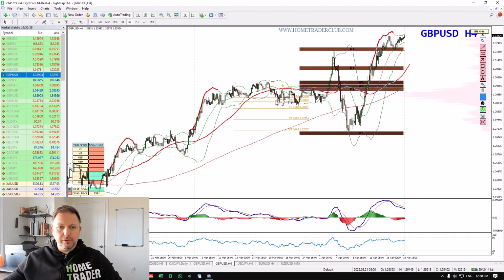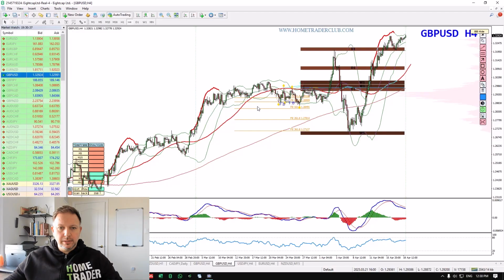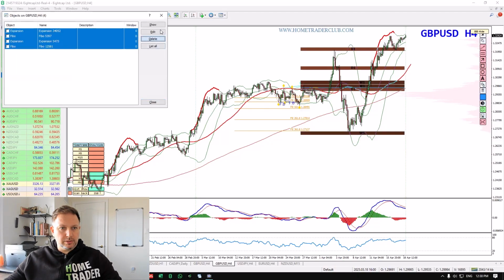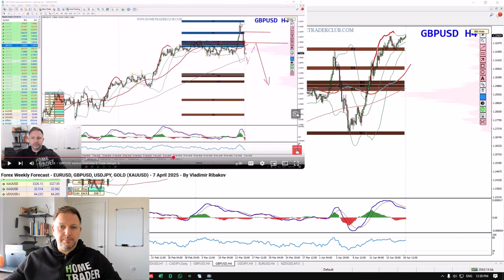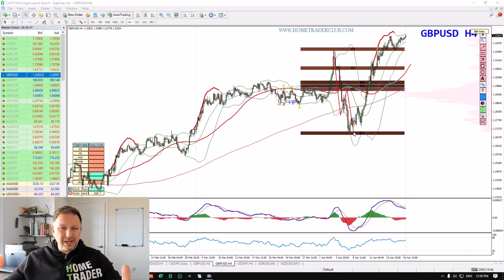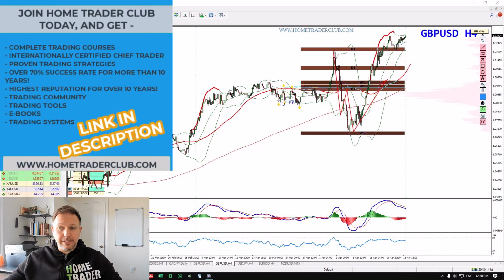Next one on our list, the pound dollar, and a quick follow up on our discussion. From the last week, we expected to see the pound dollar completing some corrective movement here, and from there taking further rallies.